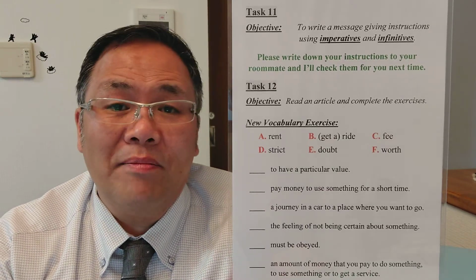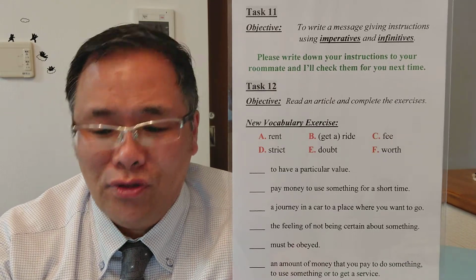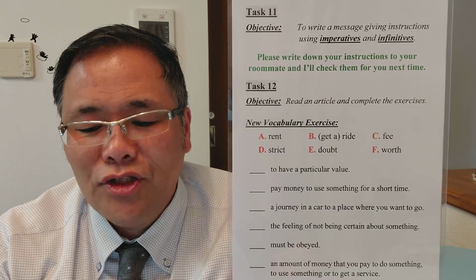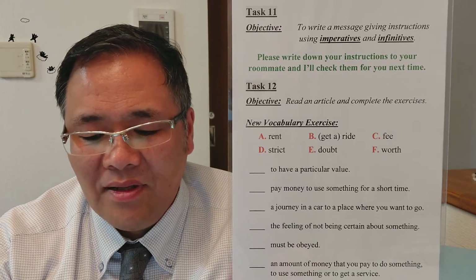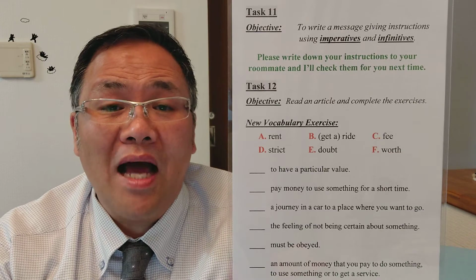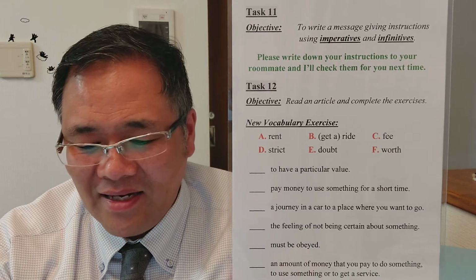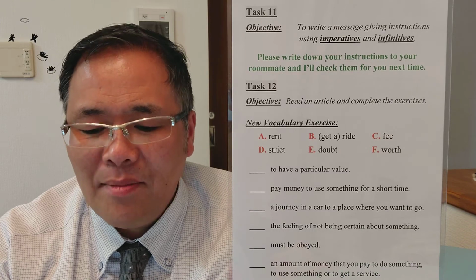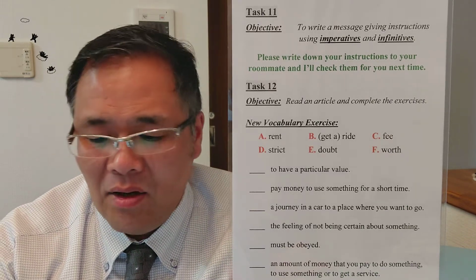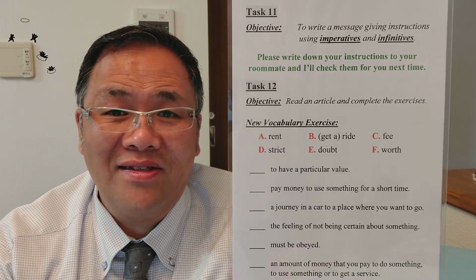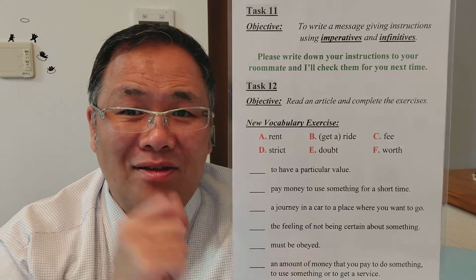First one is to have a particular value. Next one, pay money to use something for a short time. Next, a journey in a car to a place where you want to go. And next one, the feeling of not being certain about something. And the next one, must be obeyed. And the last one, an amount of money that you pay to do something, or to use something, or to get a service. Okay, so please match these 6 words to their definitions on the bottom.